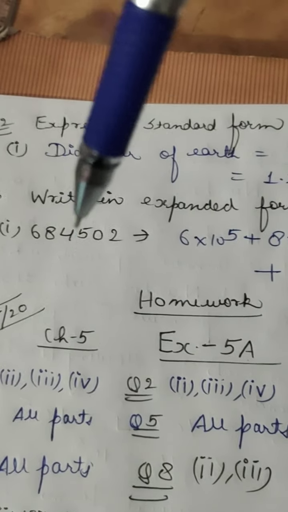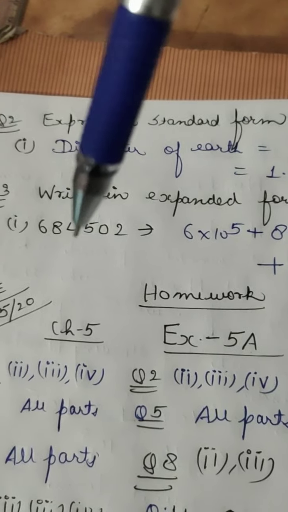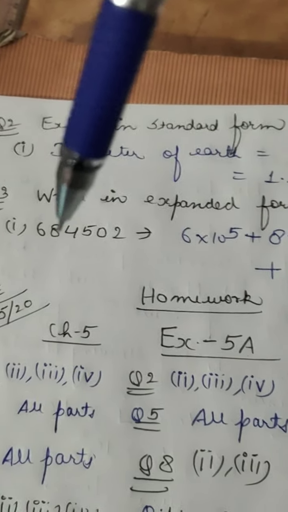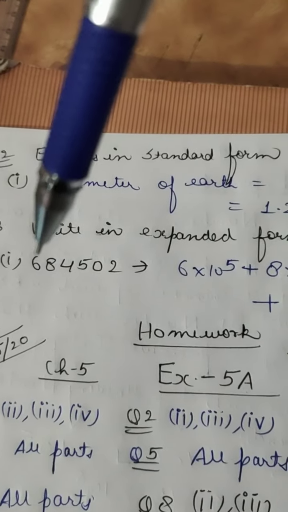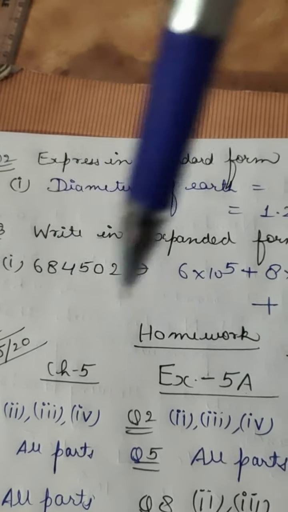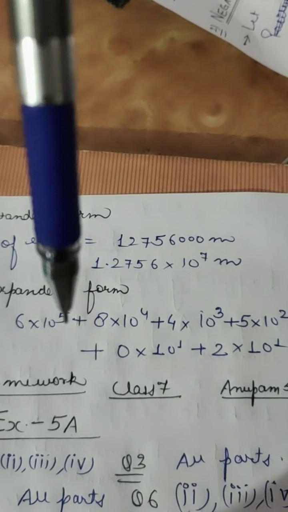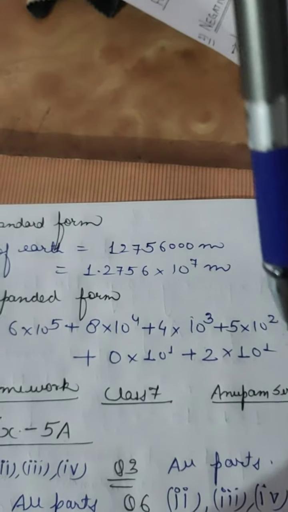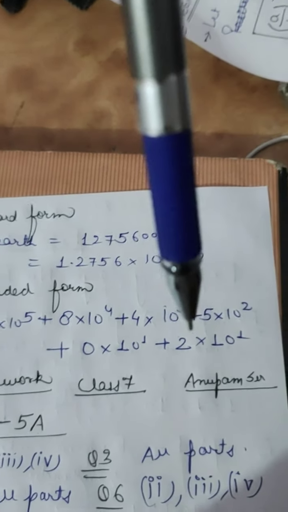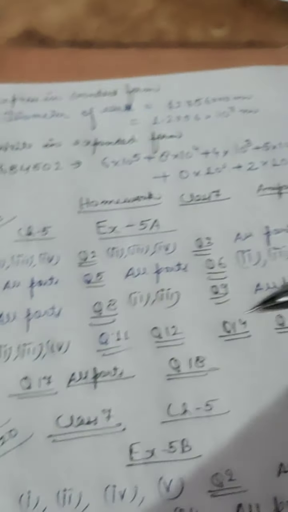And 4 is in the 1000's place. Then you have to multiply 4 by 10 to the power 3. 8 is in the 10,000's place. You have to multiply 8 by 10 to the power 4. And 6 is in the 1 lakh place. Then you have to multiply 6 by 10 to the power 5. So the expanded form representation of the given number is 6 into 10 to the power 5, plus 8 into 10 to the power 4, plus 4 into 10 to the power 3, plus 5 into 10 to the power 2, plus 0 into 10 to the power 1, plus 2 into 10 to the power 0. This is the expanded form representation of the given number.